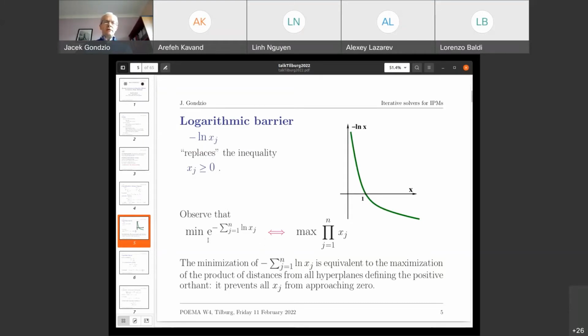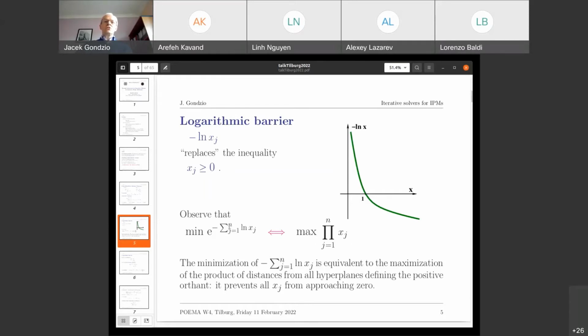And here is a quick, really very elementary observation. If I have a vector x and I would like the whole vector to have all non-negative components, then I could penalize the sum of all the logarithms, and the minimization of this minus sum of logarithms is equivalent to the minimization of e to such a power, where e is the Euler number. And then you do the usual thing, that is, e to the logarithm of x is just x. And this turns out to be equivalent to maximizing the product of xj's.